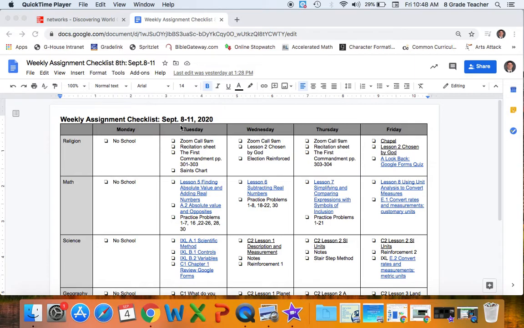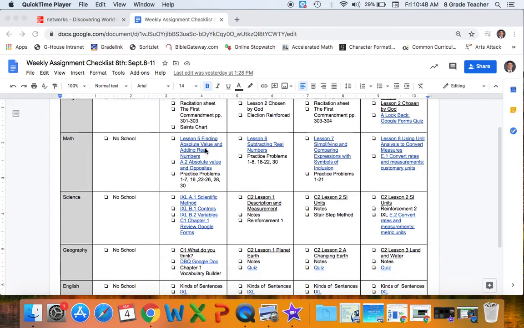We're on our weekly assignment checklist for this week, September 8th through the 11th. You go down to Tuesday, you're going to see what we're going to take care of today. I'm going to go through each of these links and show you how you would go about solving said assessments. Today we've got some activities that are going to check on what we've learned so far and also be the end of what would be chapter 1.